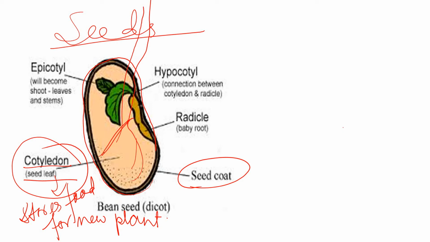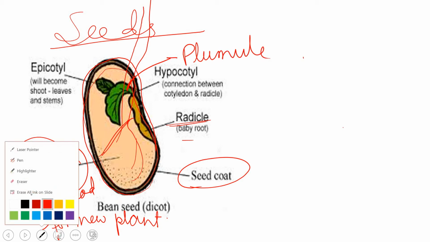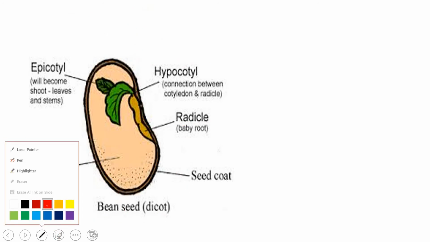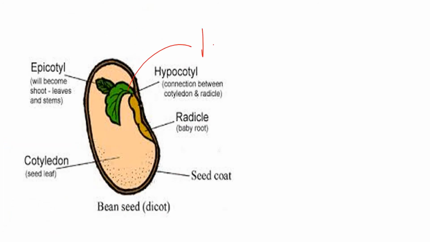Now an embryo consists of a plumule and a radicle. Okay, this is also called the embryo, and here you have the radicle present, the plumule is not shown, so this part is the plumule. Wait, let me erase the ink and then, okay, yes, this part is the plumule and this is the radicle, you can see it here.